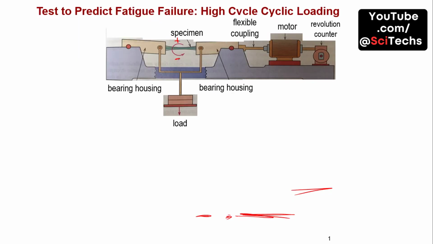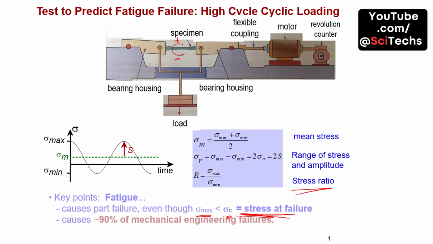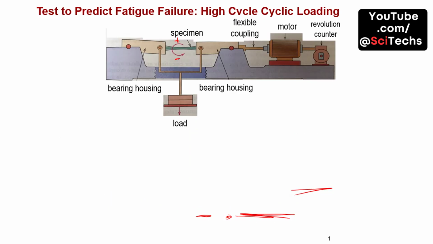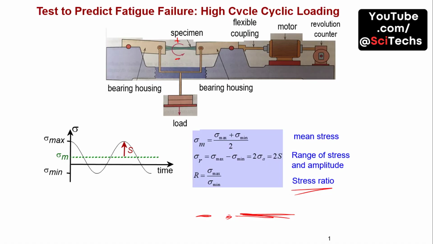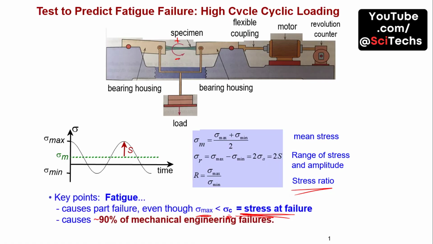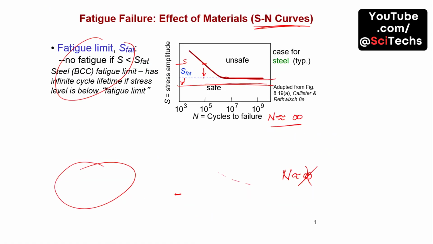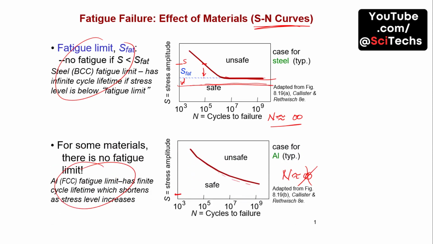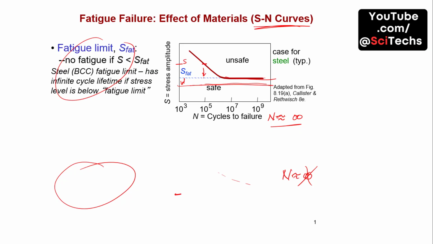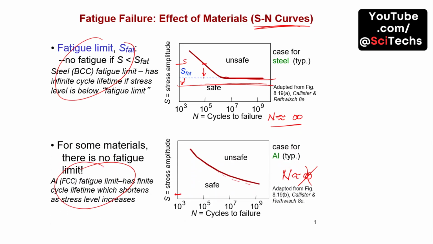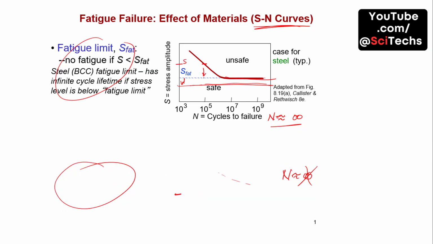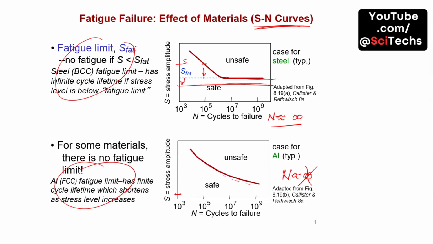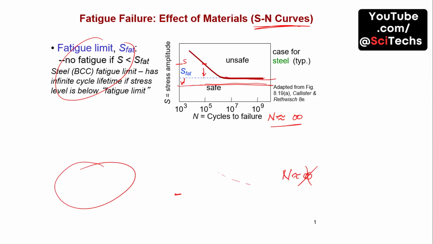To predict fatigue failure, we use high cycle cyclic loading tests. These tests measure the range of stress and amplitude, helping us understand the stress at which failure occurs. The effect of materials on fatigue failure is depicted through SN curves. For FCC metals, a fatigue limit exists, meaning infinite cycle lifetime if stress level is below the limit. For BCC metals, fatigue limit is finite.